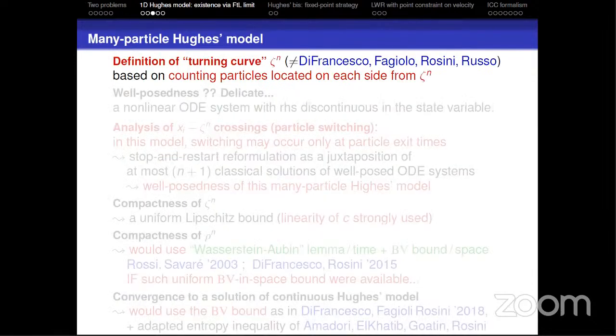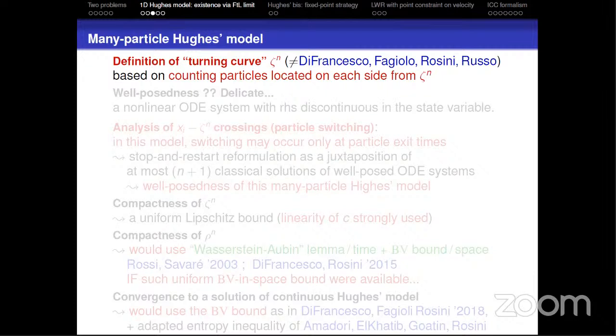What is less natural if you start by thinking of approximation, and more natural if you start by thinking of a discrete model, is the definition of the turning curve, which is different from the one taken by the team of Di Francesco, Fagioli, Rosini, and Giovanni Russo. It is based on exactly counting particles located on each side of zeta n, and not on the reconstructed density, which is somehow fake. So what has real existence in a corridor filled with pedestrians is the counting of pedestrians. And that's exactly what Massimiliano and Graziano proposed to do.